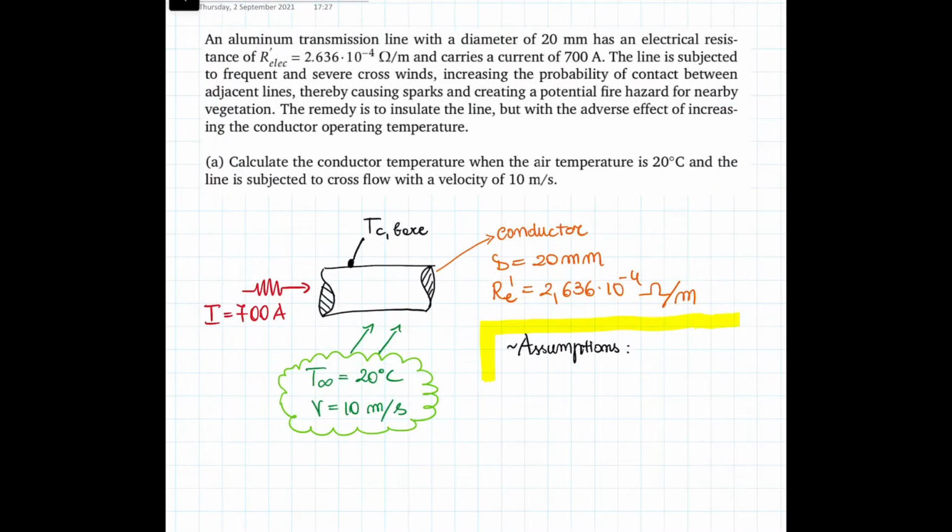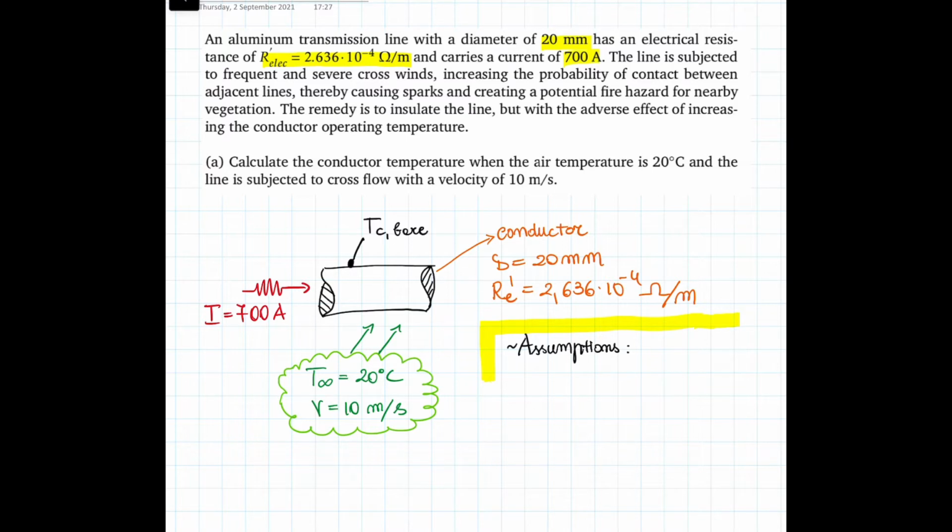Now that we have read the statement of the question, it is time to understand which datums we're given and what we're actually trying to find. Well, we're given the diameter of the transmission line as well as the electrical resistance. Please bear in mind it is completely different from the thermal resistances we're used to dealing with in heat transfer. It's going to be essential for later on. We're also given the current that the transmission line carries.